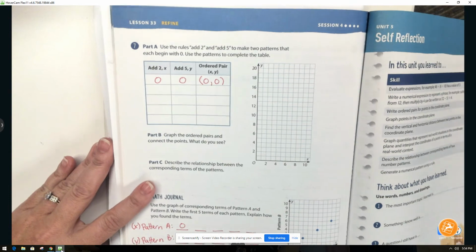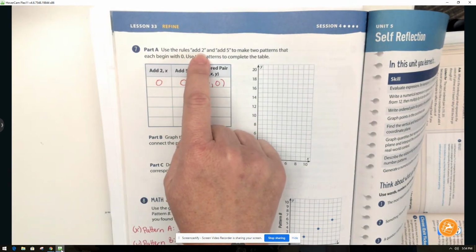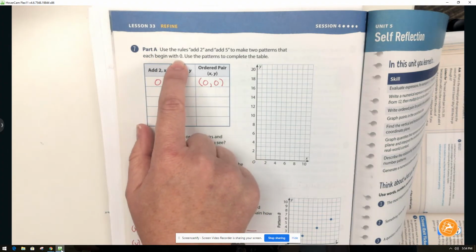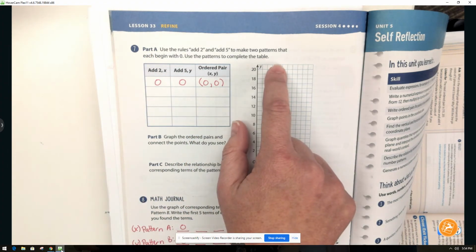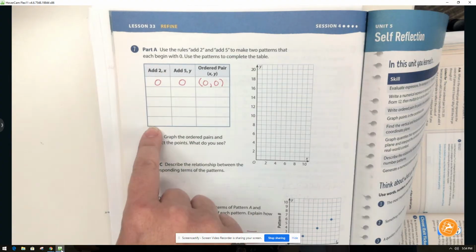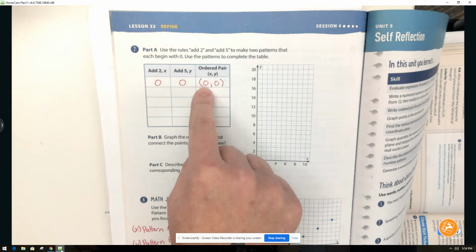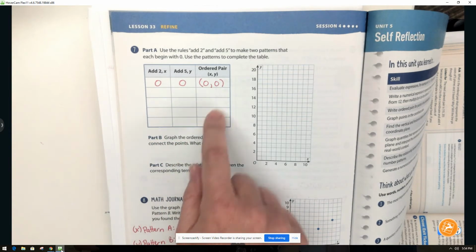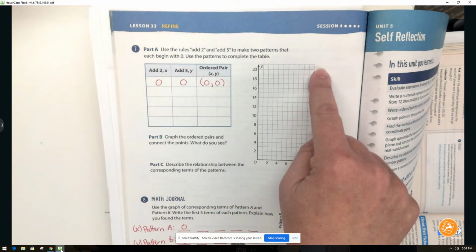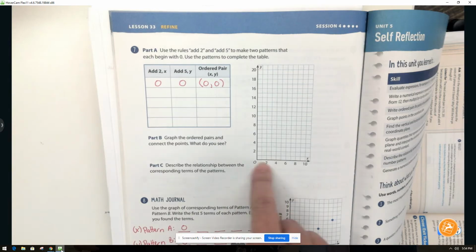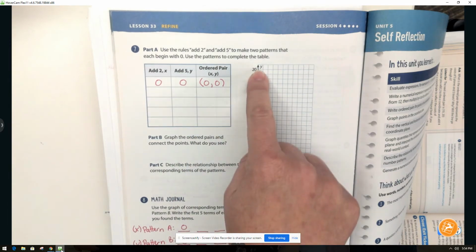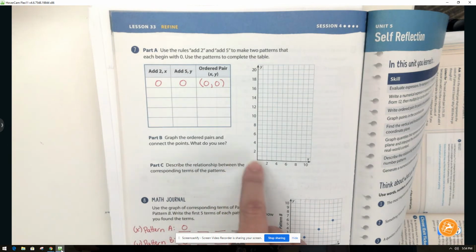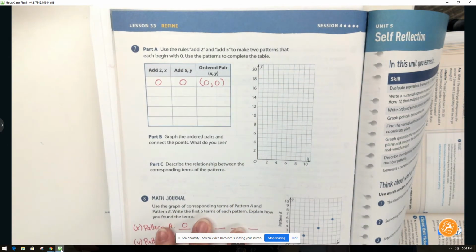For number 7, use the rules add 2 and add 5 to make 2 patterns that begin with 0. Use the patterns to complete the table. So here you're going to add 2, here you're going to add 5, and then you're going to make the ordered pairs. For part B, you're going to graph each of these ordered pairs on the graph here. Your x-axis always comes first. Your y-axis is always the second number. What do you see? Tell me what you see in the picture.